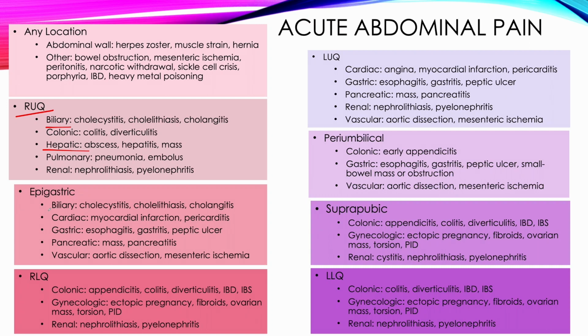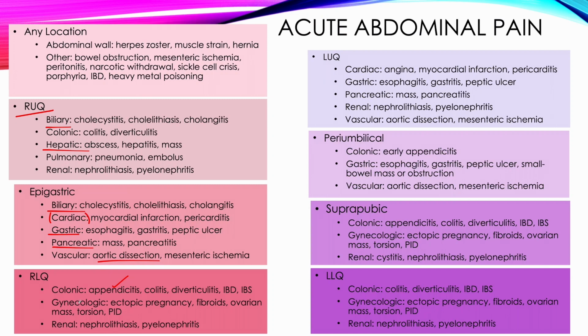Epigastric, again, you're going to see some of the same players: biliary, gastric. Now you see pancreatic, some vascular stuff. Aortic dissection is one of those under differentials that you have to make the diagnosis. And then, of course, we include some cardiac stuff here, okay? MIs and things like that we should consider. Right lower quadrant, not everything in the right lower quadrant is appendicitis, but we do tend to think of appendicitis. You can have some diverticulitis even there, IBD, IBS.